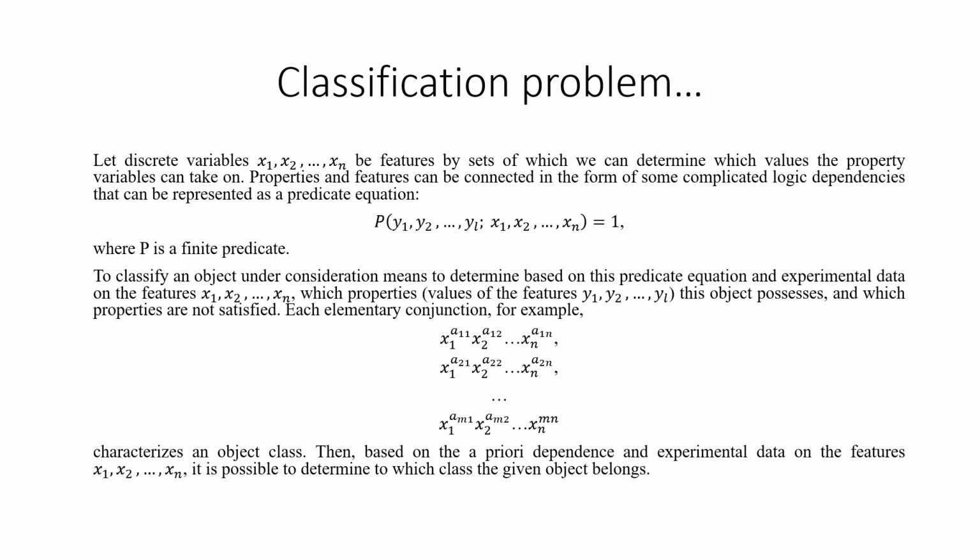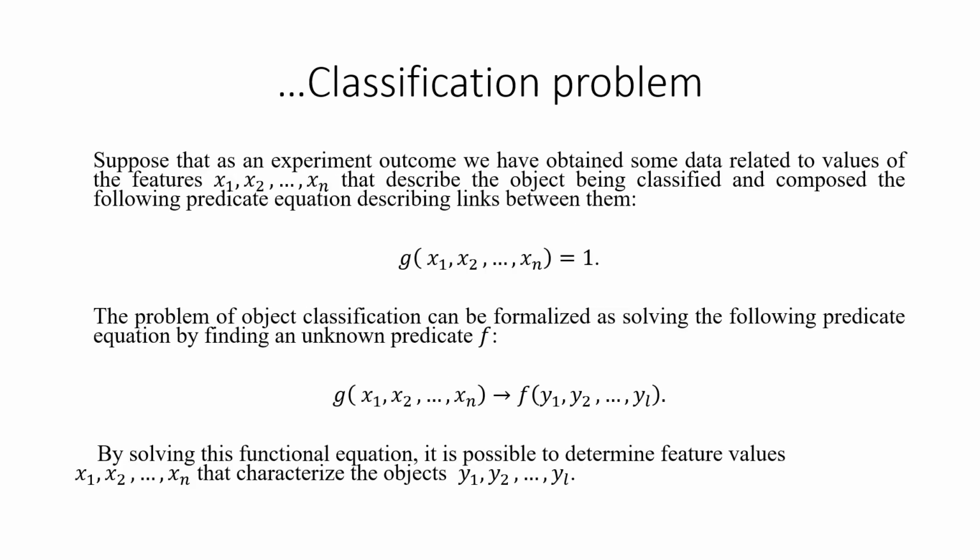Classification problem, in the sense of logic classification, can be represented as follows. When we have some a priori dependence between objects and their features, and then we formalize this problem in the following way. So the problem is reduced to the solution of a functional equation. This is a general case.